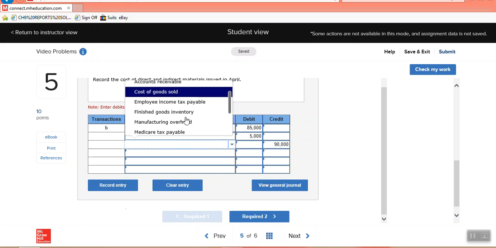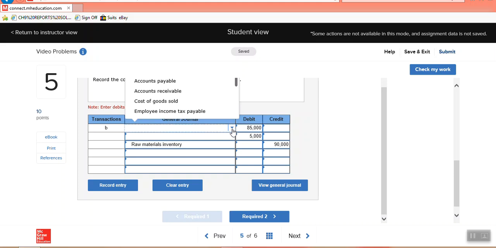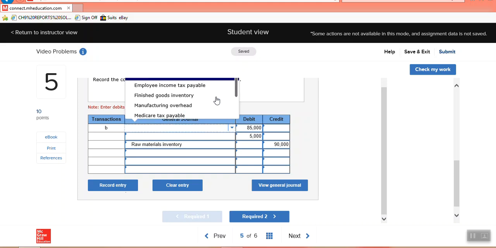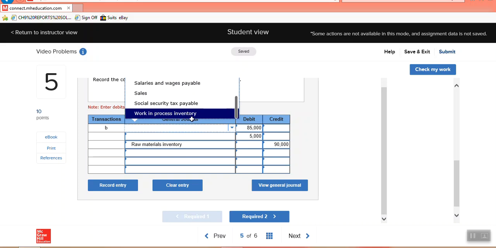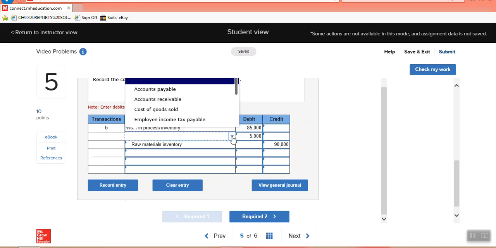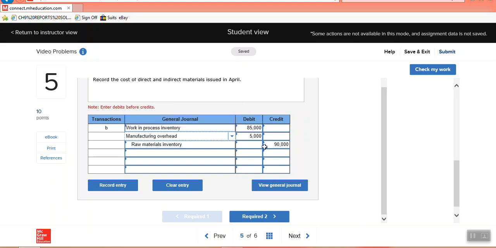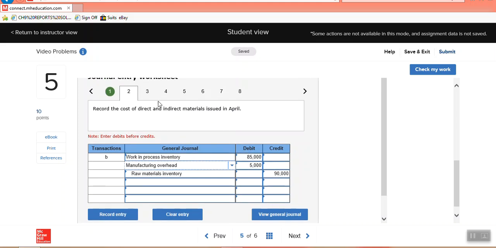So let's go ahead and put that in here. And we're putting that raw materials into production. So $85,000 of that is direct materials, and that goes in work in process. The other $5,000 that was indirect cost goes into overhead. So that's all there is to letter B.